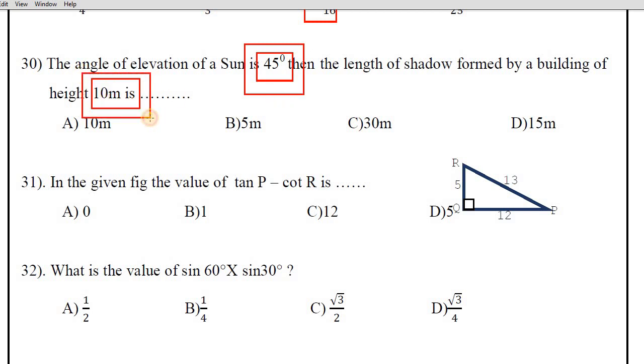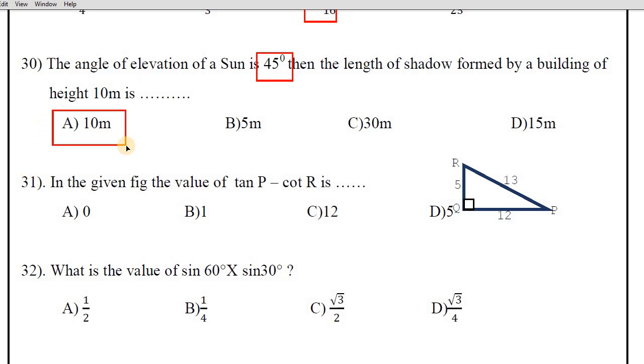So the perpendicular is given. The base, I mean the adjacent side, you want to find. Perpendicular by base, or opposite side by adjacent side, belongs to tan. So tan 45 degree is 1 here. Therefore the length of the shadow also will be the same as the height. If the length of the shadow is so much, the height of the building also will be so much. So the right option for this question is option A, 10 meter.